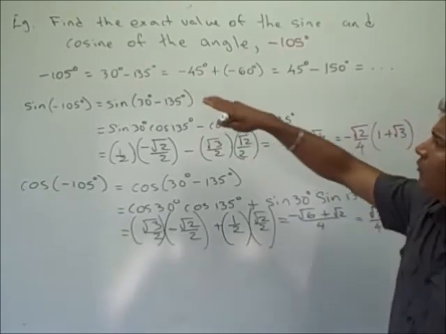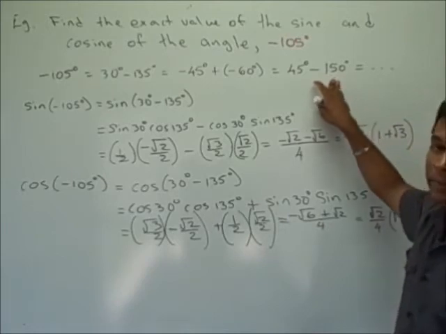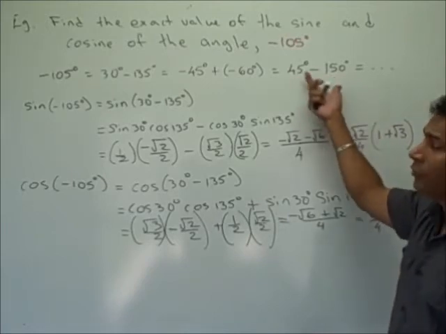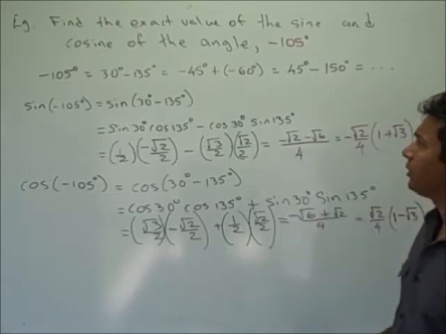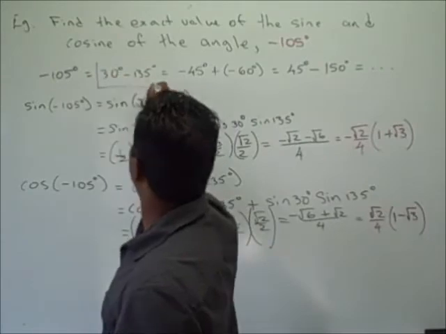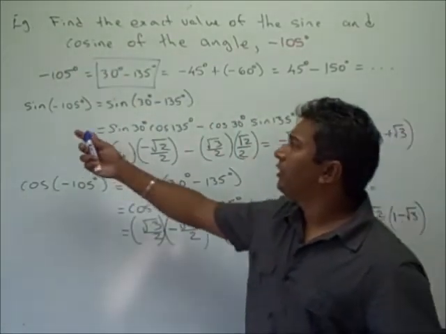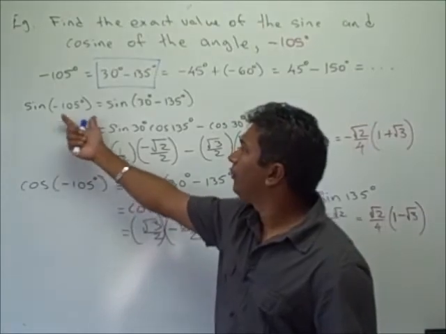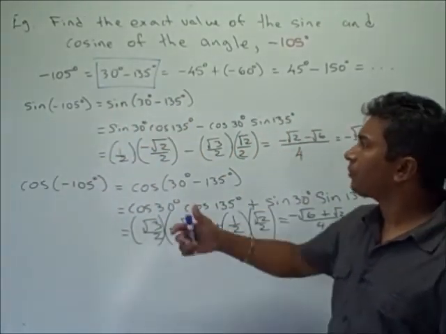We also know that negative 105 is equal to 45 minus 150 degrees. And these are also special angles from our unit circle. And there are many other options. In this example, we're going to use a combination of 30 and minus 135. So to find the sine of negative 105, we can write that as a difference of 30 and 135.